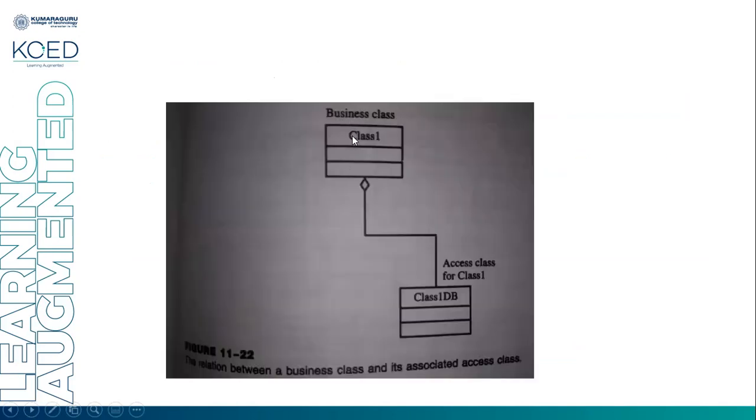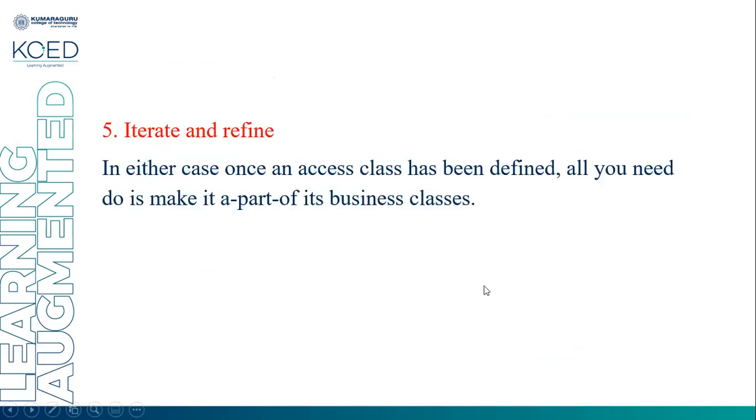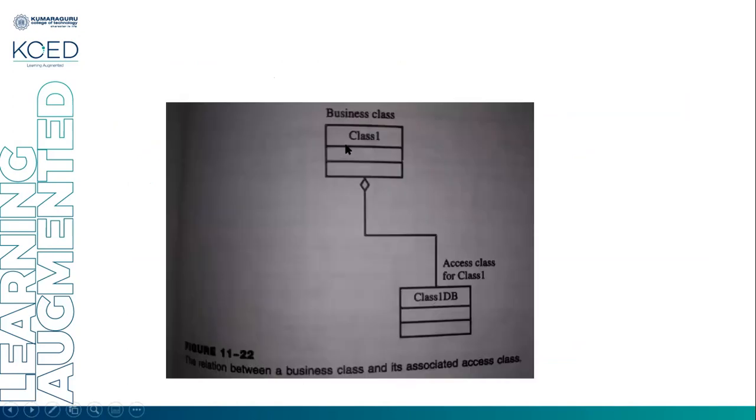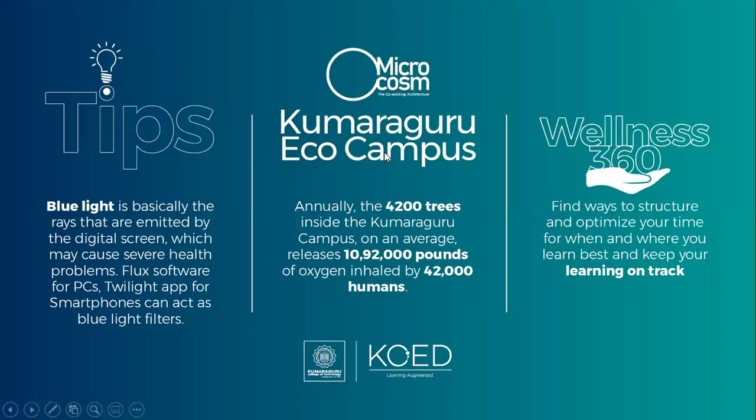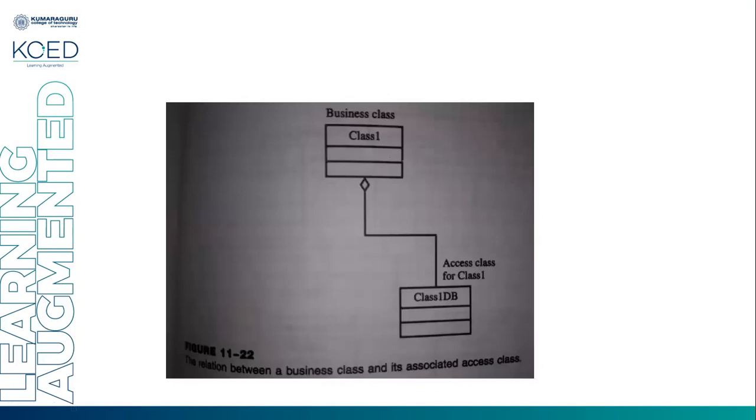So this is the business class and access class relationship. The access class is a part of the business class. Okay, that's it for the access layer design.